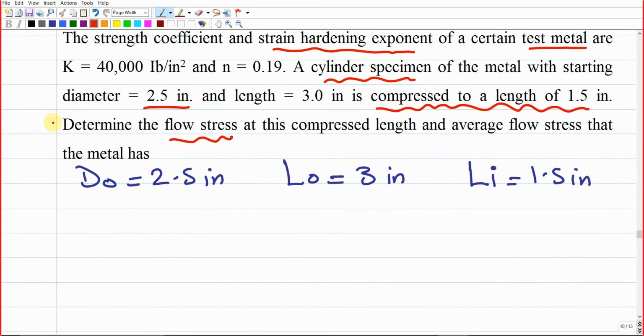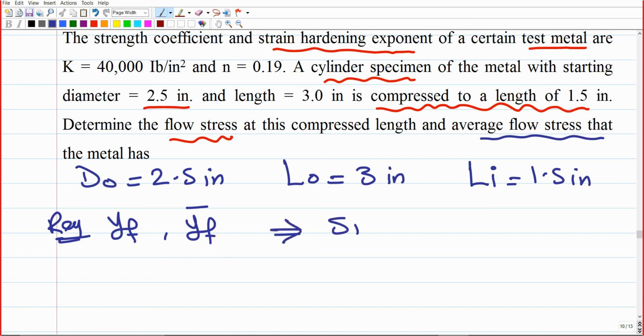Determine what is required, the flow stress. What is the flow stress? It is required to find, these are the requirements, the flow stress, which is YF, at this compressed length, and the average flow stress, which is Y average. How much is it? These are the requirements. Did he mention which law you have to use for the flow stress or the average flow stress? No. So directly, we're going to use the simple power law.